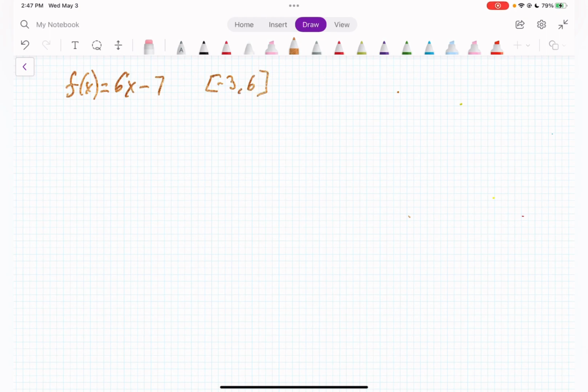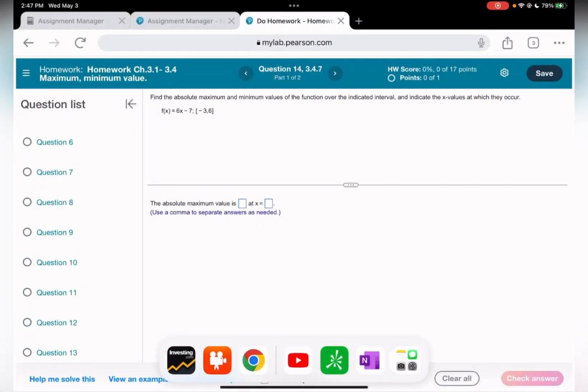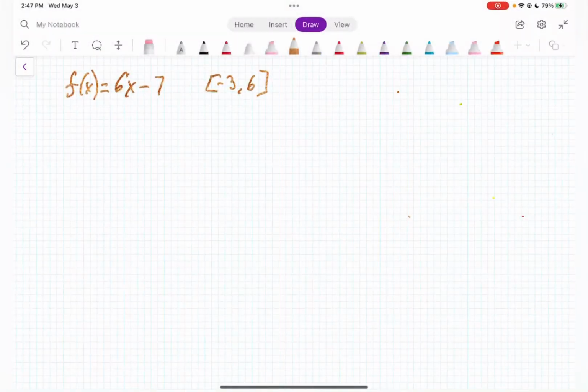It's square brackets, right? Because square bracket means the numbers are included. If it's parentheses, that means these endpoints are not included. Square bracket means -3 and 6 are included.